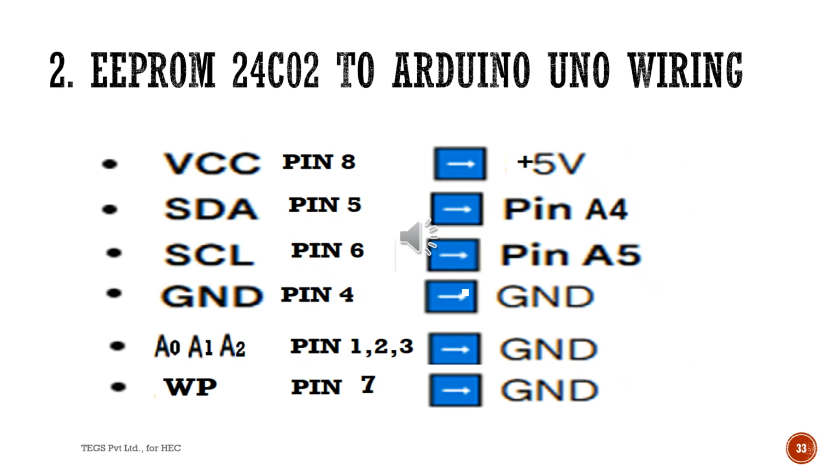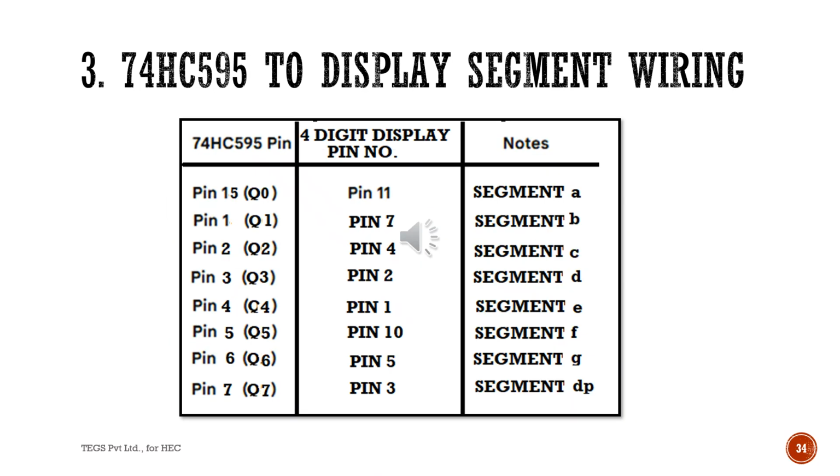This is the wiring pin connection for 24C02 EEPROM and Uno. The left hand side pin numbers are those of the 24C02 EEPROM, and the right hand side pin numbers are those of the Arduino Uno.